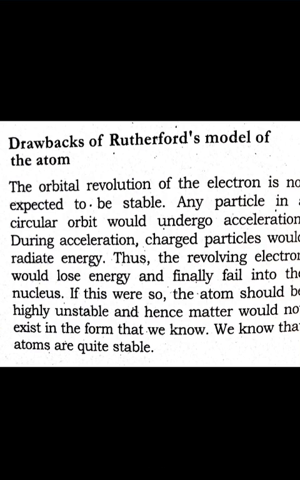What are the drawbacks of Rutherford's model of the atom? The orbital revolution of the electron is not expected to be stable. We have already learned that any particle in a circular orbit would undergo acceleration. That means any particle that is moving in a circular path undergoes acceleration. In chapter 8, motion, we have studied that. And during acceleration, the charged particles would radiate energy. Thus, the revolving electron would lose energy and finally fall into the nucleus.